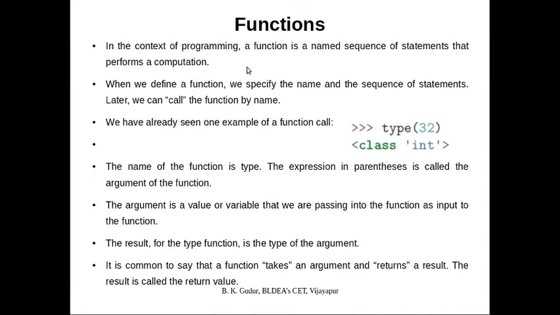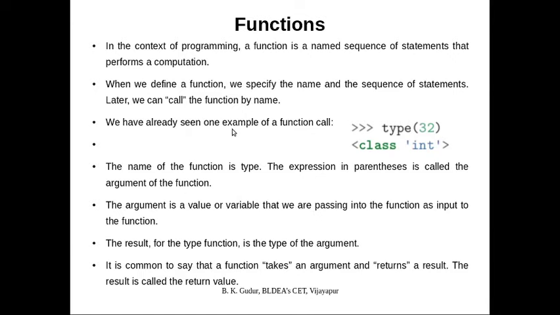In the context of programming, a function is a named sequence of statements that performs a computation. If we are going to use a particular action again and again in a program, the statements doing that action should be given a name, and we use that name whenever we want to do that action. That named sequence of statements that performs a computation is called a function. When we define a function, we specify the name and the sequence of statements. Later we can call the function by name.